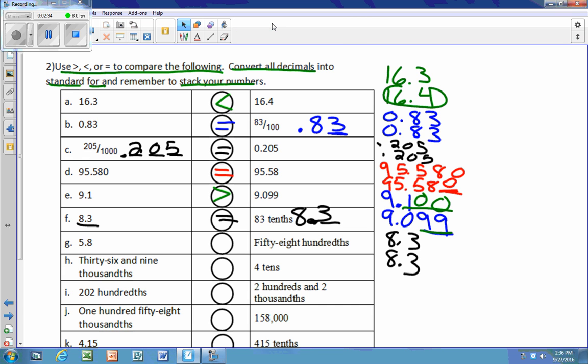The next one, I have 5 and 8/10, and then I have 58 hundredths. So I take this and I want to end in the hundredths place. There's my 58 ending in the hundredths place. So that's my 58 hundredths, and that's my 5 and 8/10. And when I look, I have to fill in the empty spaces with my zeros again. And I notice when I do that, that I have 5 and 8/10, which is bigger. So that's some examples on how to convert everything all to decimal form.